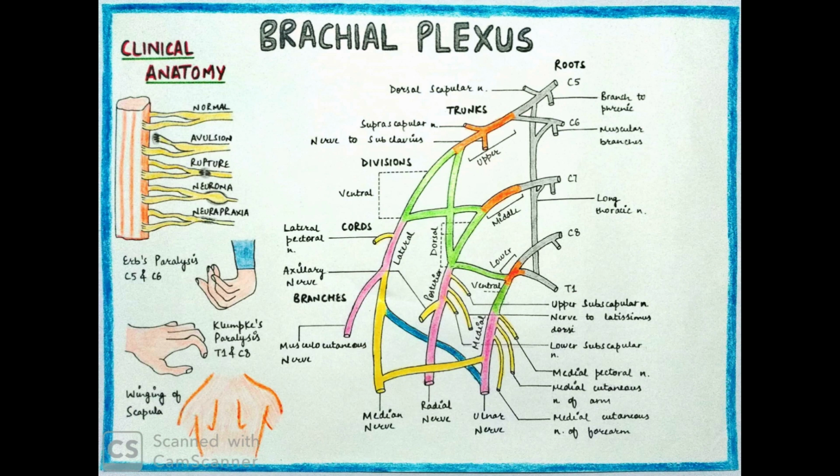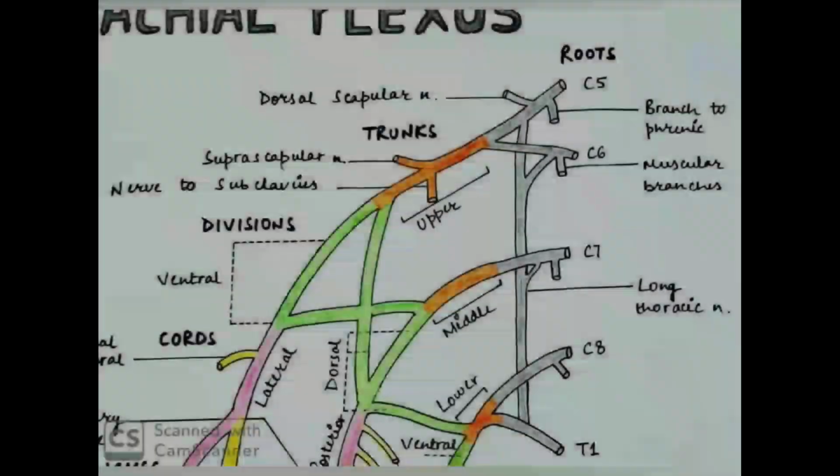other than terminal branches there are pre-terminal branches or collateral branches. There are 5 terminal branches: axillary nerve, musculocutaneous nerve, median nerve, radial nerve and ulnar nerve, and the rest are the pre-terminal branches such as suprascapular nerve, nerve to subclavius, etc.